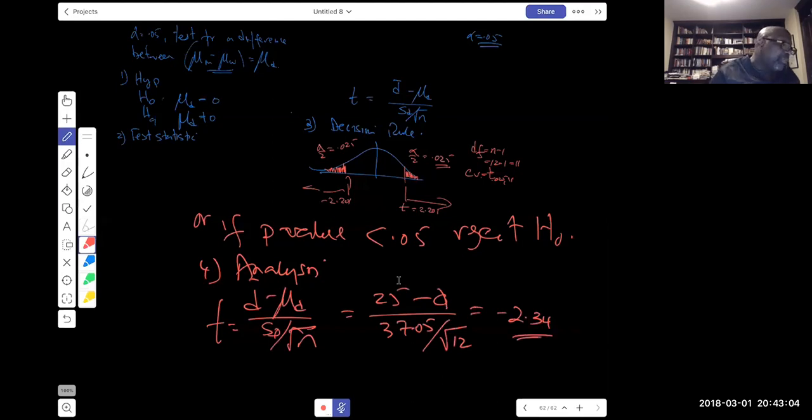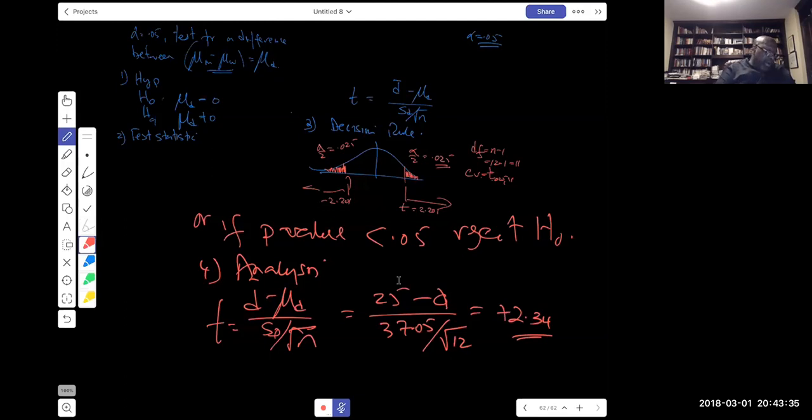It turns out this is 2.34, sorry, not negative 2.34. Okay, and so 2.34 is our t value. Remember, our critical value is 2.201. So it's just a little higher than that. So it exceeds it, which means that we are in the rejection region.